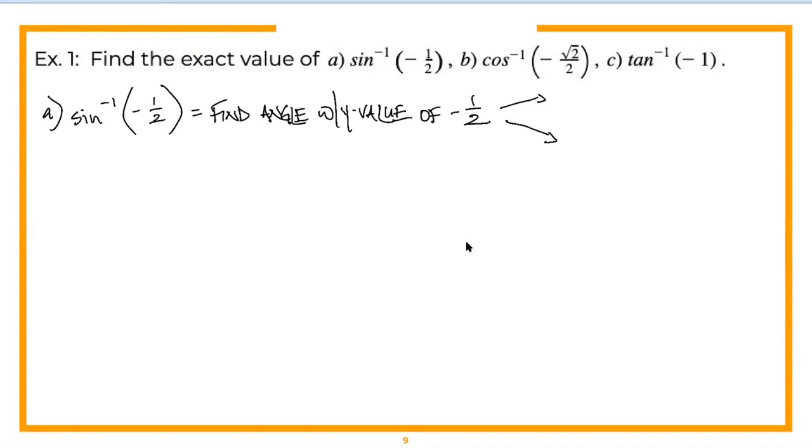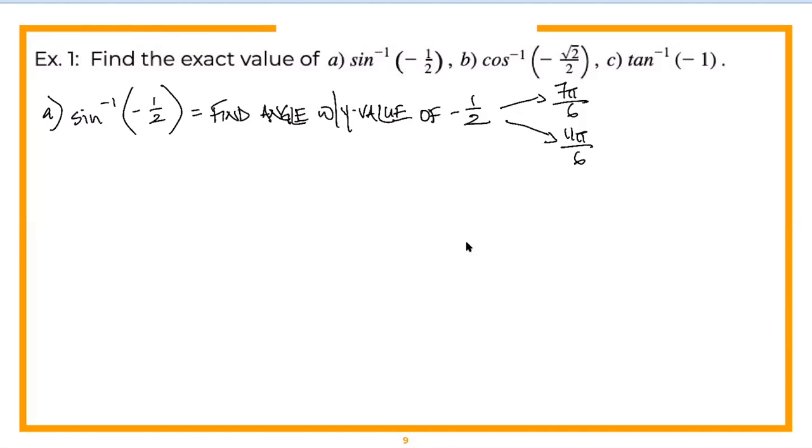Seven pi over 6 and 11 pi over 6. Good. Okay. So I'm really glad that you gave me 2 answers because on our unit circle, there are 2 answers. But it's really important that we only have one right answer. Okay, so our one right answer is going to come back to what our range is for arcsine.